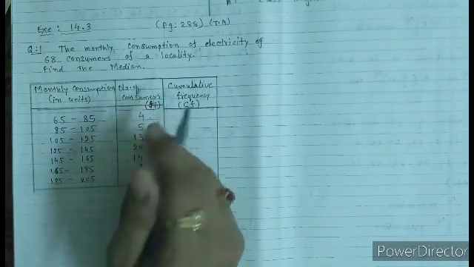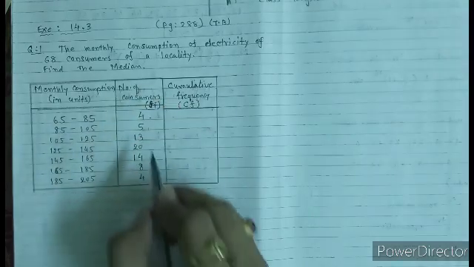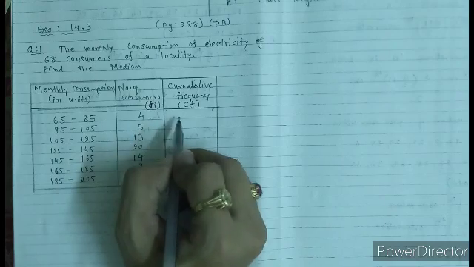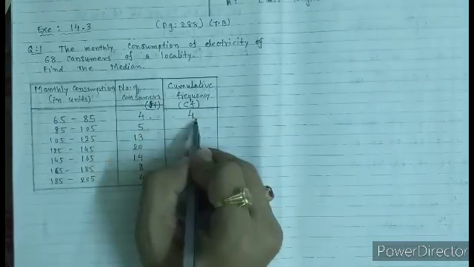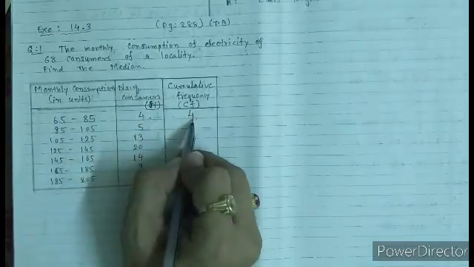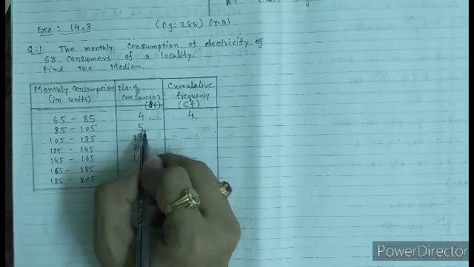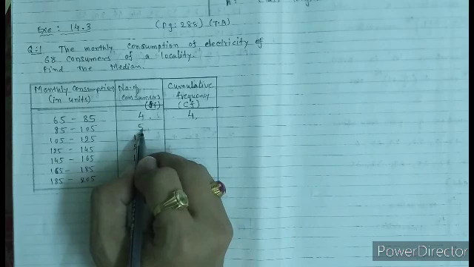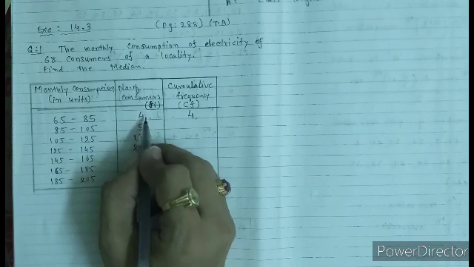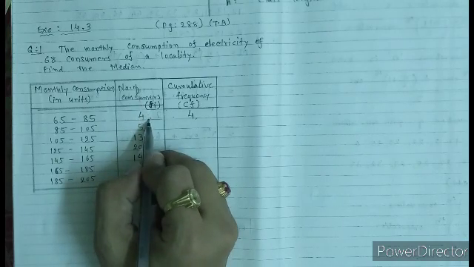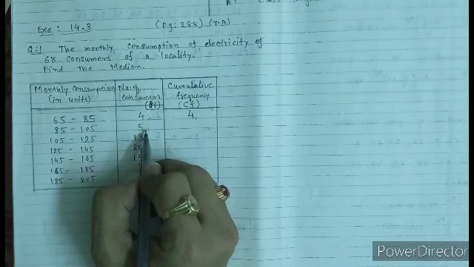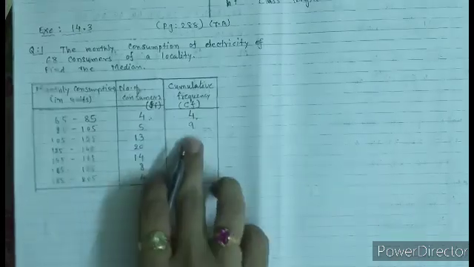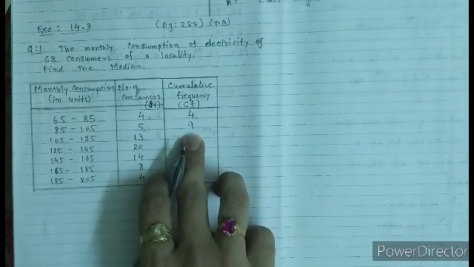As there is no class in the previous segment, it means there is no previous frequency, so the cumulative frequency for the first class will be the same as itself, that is 4. Now for the second class, the cumulative frequency is the frequency of that class plus all the previous classes. There is only one class before it, that's why 5 plus 4 is 9. So the cumulative frequency for class 2 is 9.